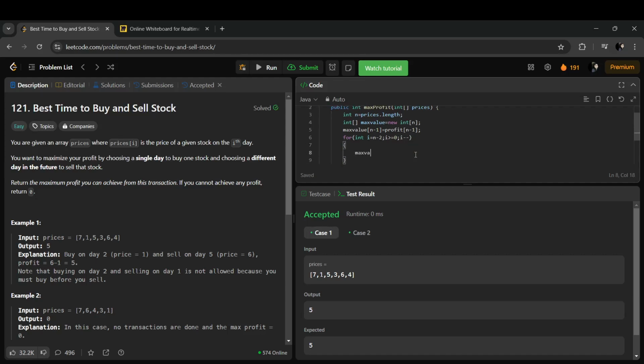Now I will take my maximum value of i and I am going to create this. So I will be using Math.max of max value of i plus 1, and I will be comparing my max value with my price. Its price is given, right? Yes. So I will be comparing it with this.